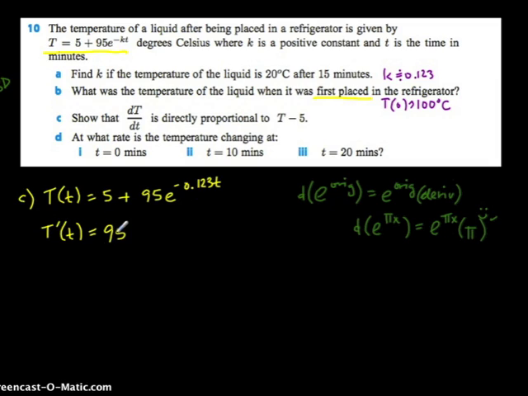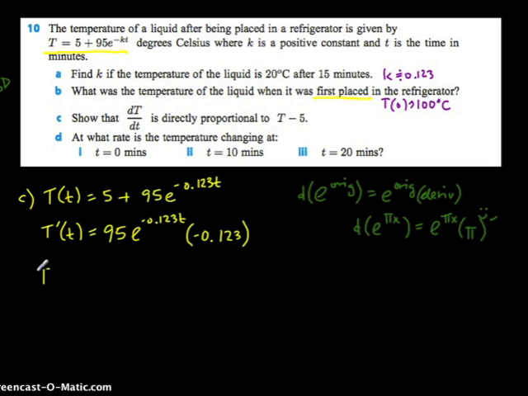So I'm going to keep the 95 part still separate. And then I've got my original, just like we had over here, e to the original, so e to the negative 0.123t. And then I multiply to it the derivative of negative 0.123t, which is negative 123 thousandths. Sometimes it's easier for me to say. All right, so that is our derivative. Great. Now we need to show that it's directly proportional to T, our temperature function, minus 5.